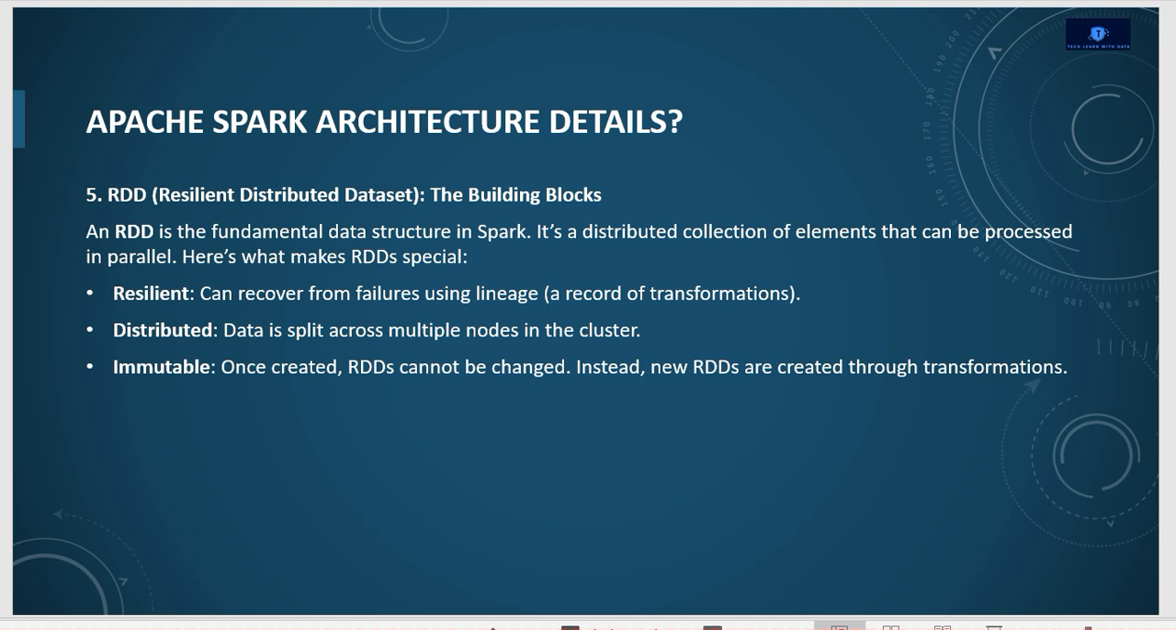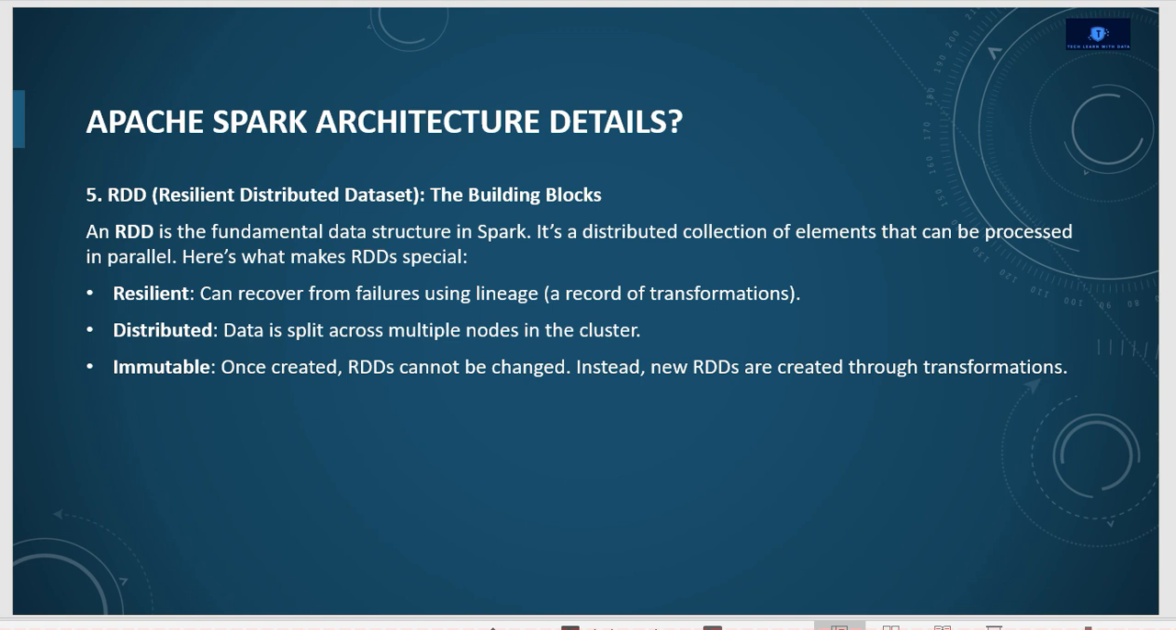Now, how does Spark execute a process? Let's assume you write a Spark application. First, the Spark driver converts your code into a DAG, and it also splits your code into multiple tasks. Then the cluster manager allocates resources, that is, executors, for those tasks. The executors execute those tasks and store the intermediate results in RDDs.